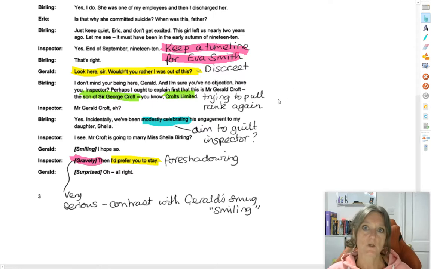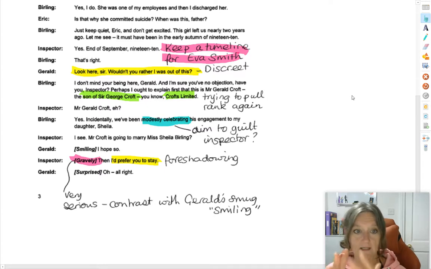And we see Mr. Birling trying to pull rank again. "This is Mr. Gerald Croft, son of Sir George Croft, Crofts Limited." And he's trying to pull rank in several ways. First of all, Gerald Croft, remember, is quite the man about town. We found out earlier he's almost like a local celebrity. That doesn't seem to work. So he drops that upper-class name and title, the son of Sir George Croft, and that still doesn't hit the mark with the inspector. Crofts Limited, the big local business, the rival to Birling and Company, still doesn't seem to have any impact on the inspector. So all this pulling rank is not really working.